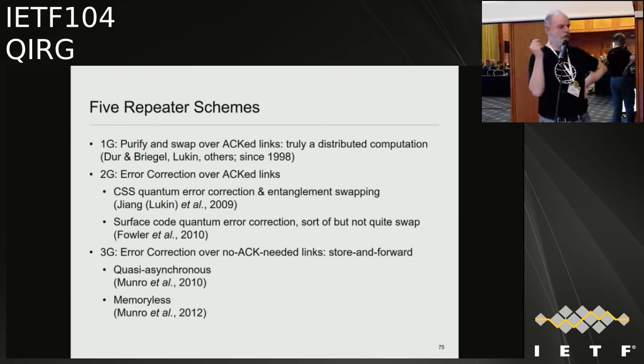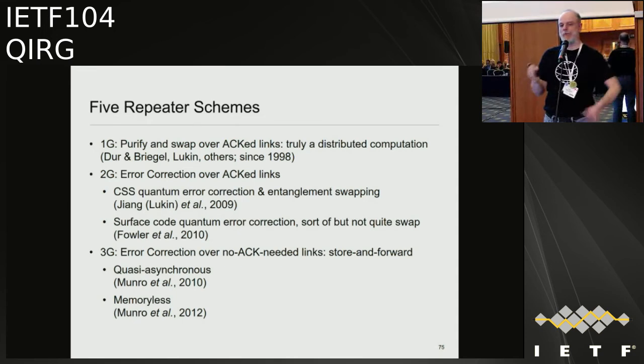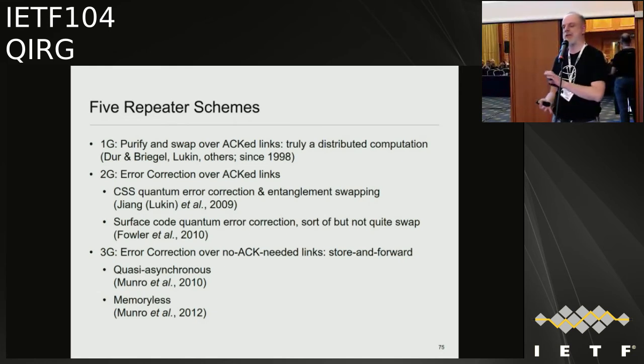So very quickly, several different repeater schemes have been defined. I listed 5 of them here. That paper that I just showed you from Muralidharan and from Liang Jiang's group defined essentially 3 generations of networks. I call them 1G, 2G, and 3G. 1G uses what we call purification and what we call entanglement swapping over acknowledged links. This is truly a distributed computation. This is not store and forward. This is not simple data plane stuff like you have in a classical internet router. This is end-to-end a distributed computation.